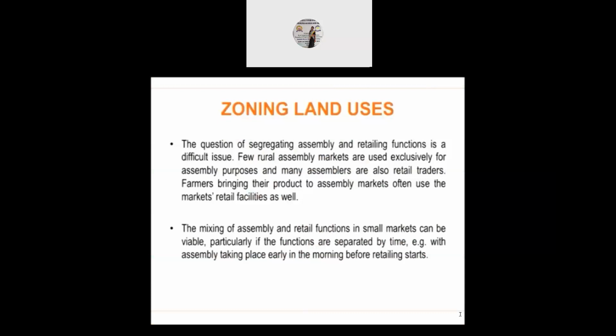The question of segregation of assembly and retailing function is a difficult issue. Few rural assembly markets are used exclusively for assembly purposes, and main assemblers are also retail traders. Farmers bring their products to the assembly market and often use the market's retail facility as well. When you're making this zoning land use, this can vary for each market type.